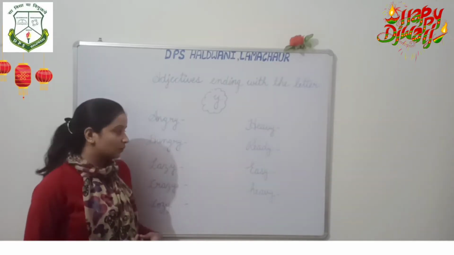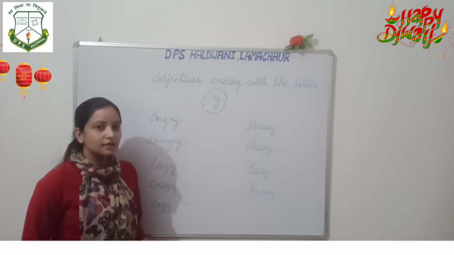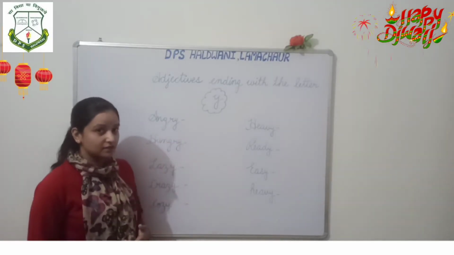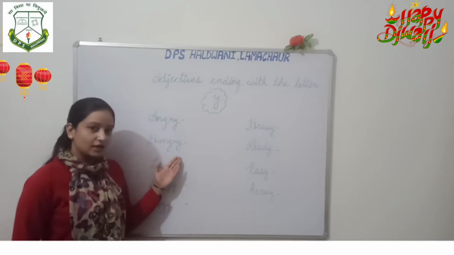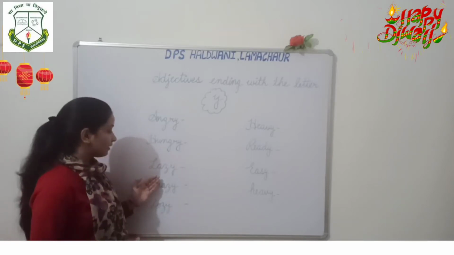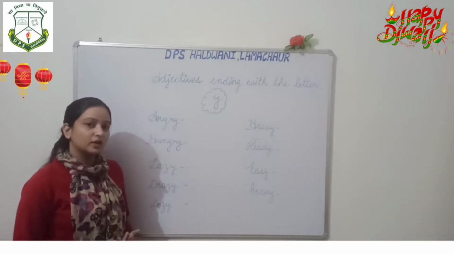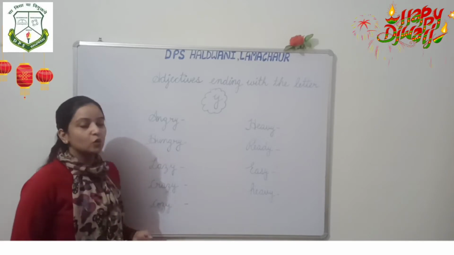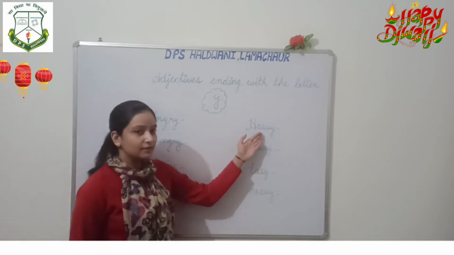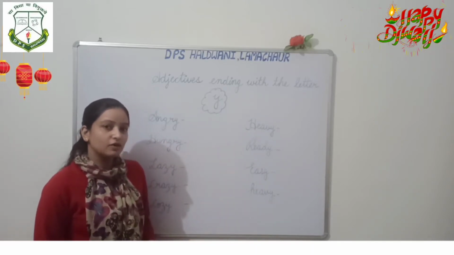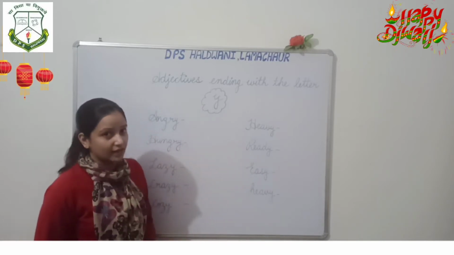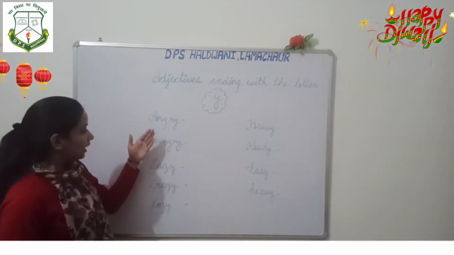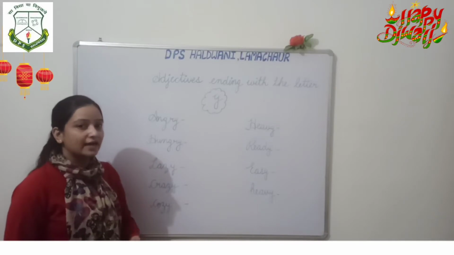Now let's start with some specific words which end with y. Angry, angry ends with y. Hungry, hungry ends with y. Lazy, crazy, cozy, heavy, ready, easy. All of these end with y.